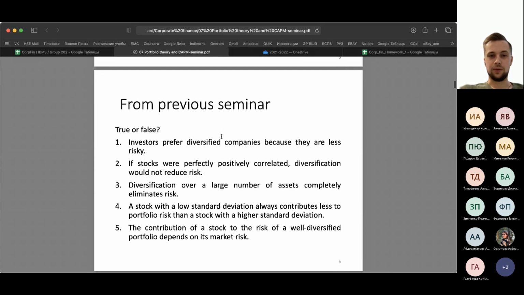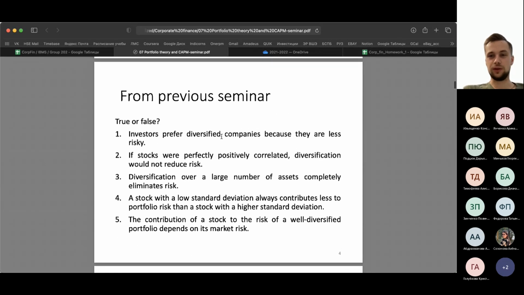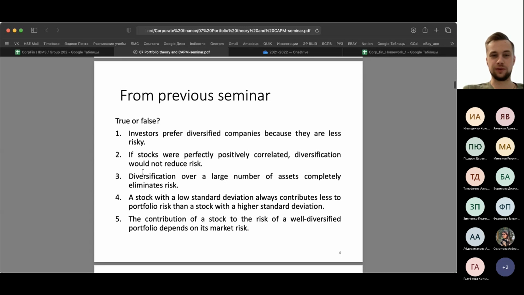Nice. Okay, well, true or false, our favorite. We have five statements. Let's write in the chat what you think about the statements. Please write for all of them in one message, okay? I will be silent for a couple of minutes.